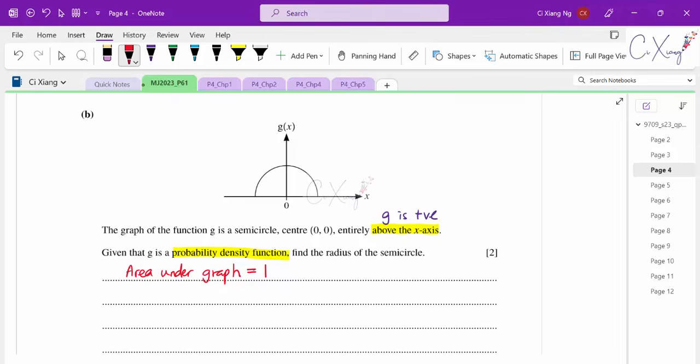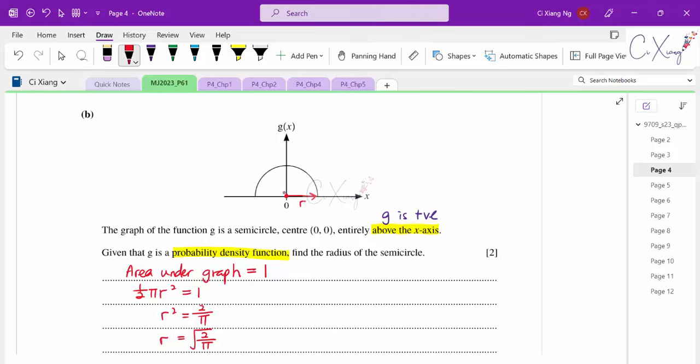Okay, then now, let's have a look. It is a semicircle, right? And then the center is 0, 0. If I assume that this is the r, the radius, how to write out the area for a semicircle? So the formula for the area of a semicircle will be half of pi r squared. And I know that it is equal to 1. Therefore, r squared should be equal to 2 over pi, and r will be equal to square root of 2 over pi.